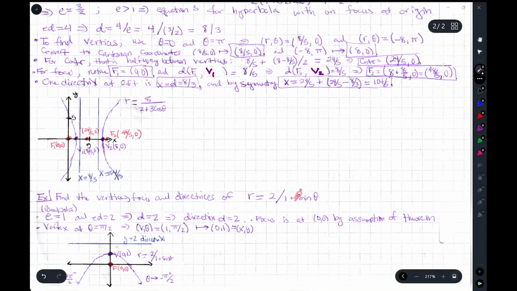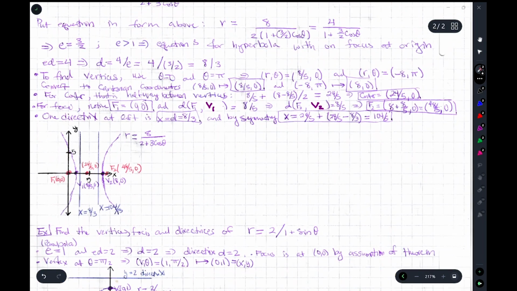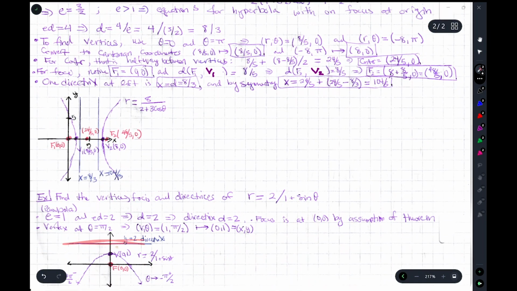That's the coefficient in front of that sine theta. It's implicit there that you got 1 times sine theta there. So e is 1. ed then is equal to the numerator, which gives us a directrix of 2. Where is that directrix? It's going to be at y is equal to 2. Okay, so it's going to be up here. That's the directrix. Focus is at the origin because that's the assumption of the equations above.